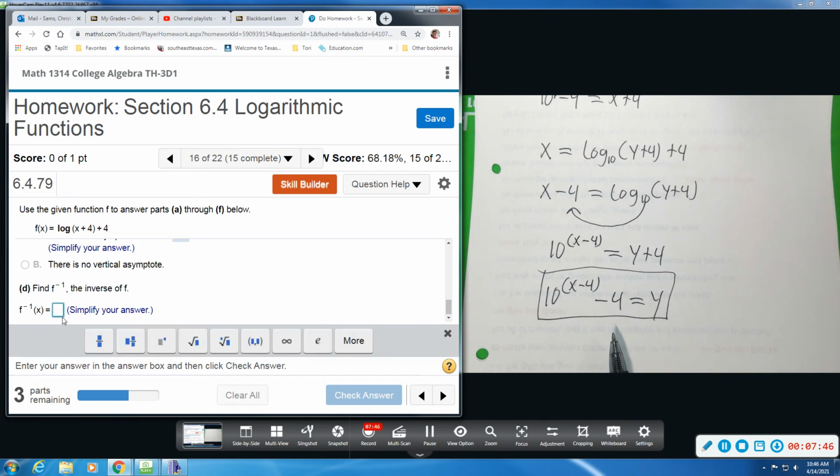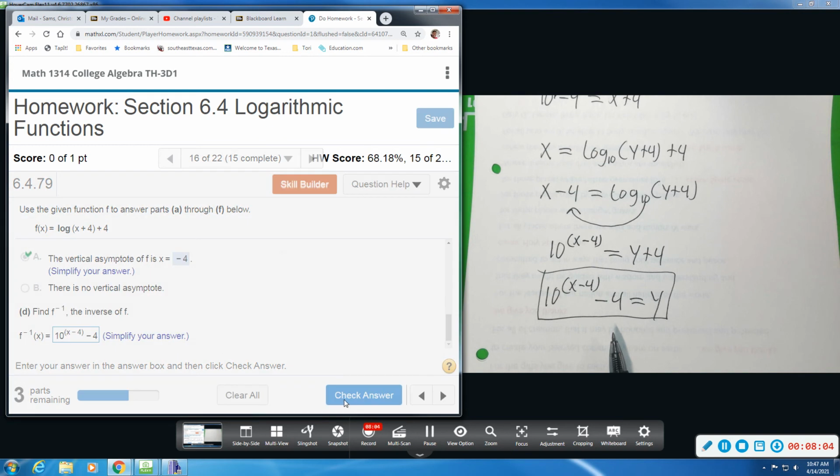So f inverse of x is 10 raised to the x minus 4 power, and then minus 4. Okay, so this is the inverse.